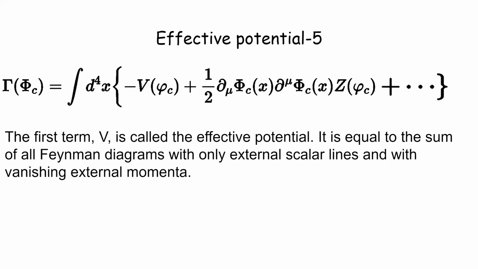So this definition is quite formal, and in fact one can show that the effective action, for example, for just one scalar field, can be represented by some function of a kinetic term, probably renormalized by Z, and some function V, which is called the effective potential. It's just the first scalar term, and it is equal to the sum of all Feynman diagrams with external scalar lines with vanishing external momentum.